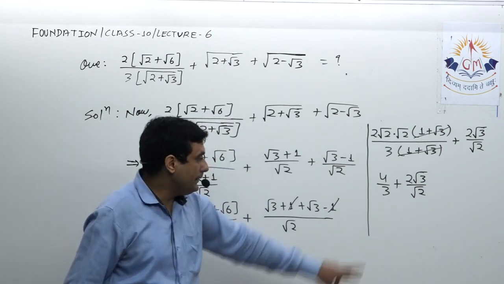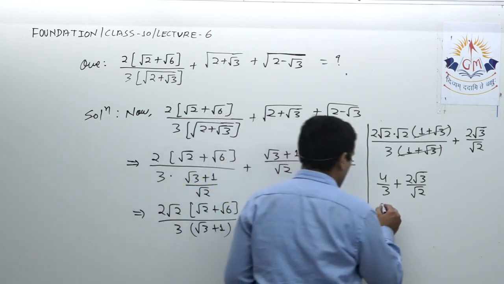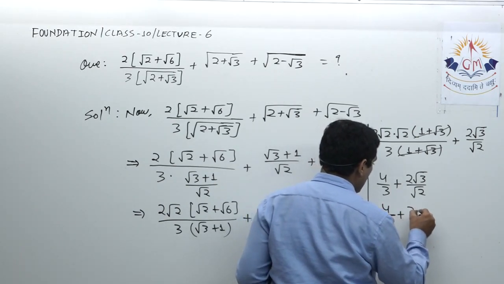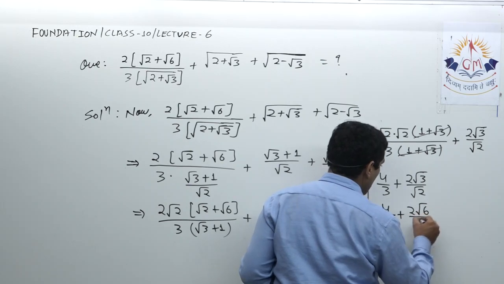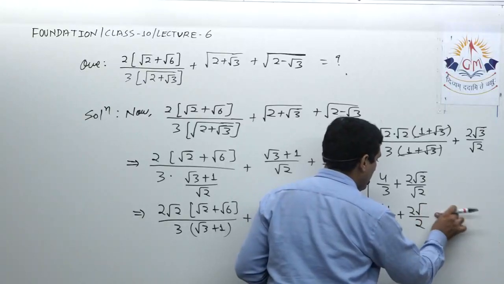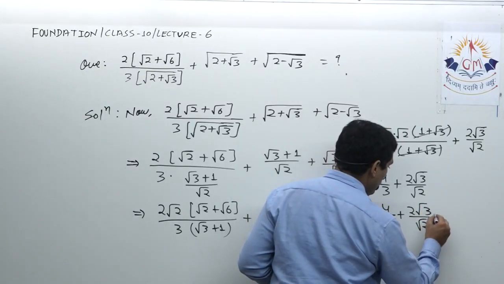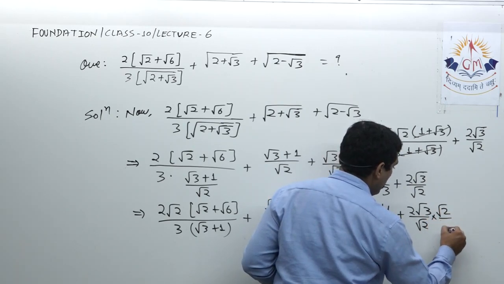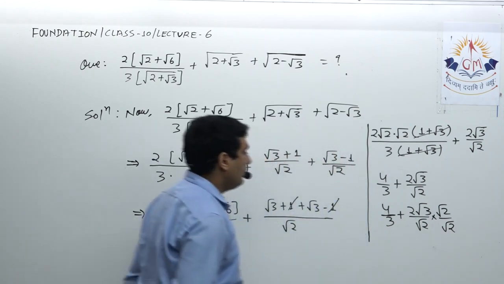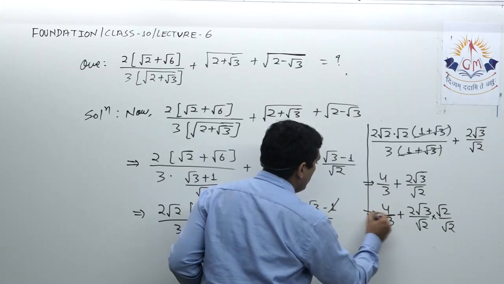Now here we need to rationalize this term because the denominator is irrational. So this will become 4 upon 3 plus 2 root 3 into root 2 upon 2. Here I multiplied root 2 and root 2 in the numerator as well as in the denominator. So please note it down up to this point, then we'll see its solution further.